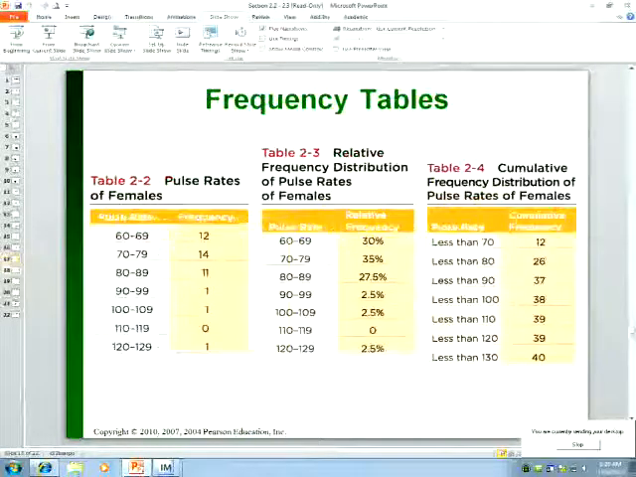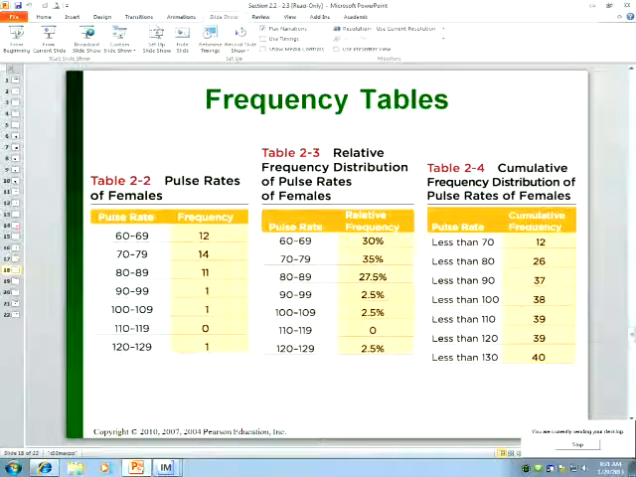Here are all three frequency tables for the pulse rate. The very simplest frequency distribution, the relative frequency distribution just converts all of these to percents of total, and then the cumulative frequency distribution, which doesn't have the upper and lower class limits, but it's just less than 70, less than 80, less than 90, and so on.